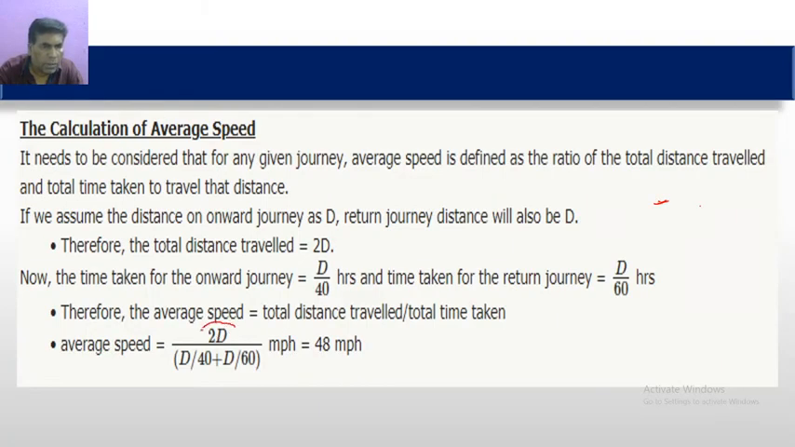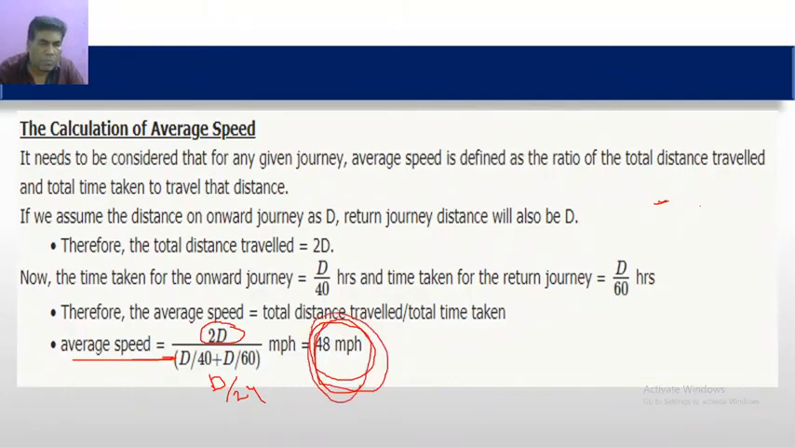So here, average speed means total distance by total time. What is the total distance here? 2d. What is the total time here? d by 24. The d's get cancelled, 24 will go upwards, and it will become 48 miles per hour.